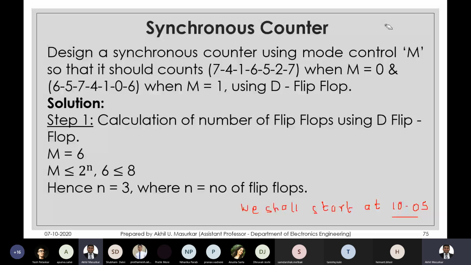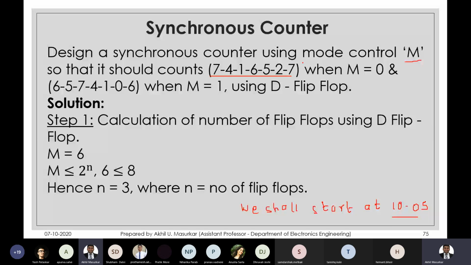Okay, so let's start. Yesterday we saw a counter in which we designed the first sequence. So the question for today is: design a synchronous counter using mode control M so that it should count two sequences.